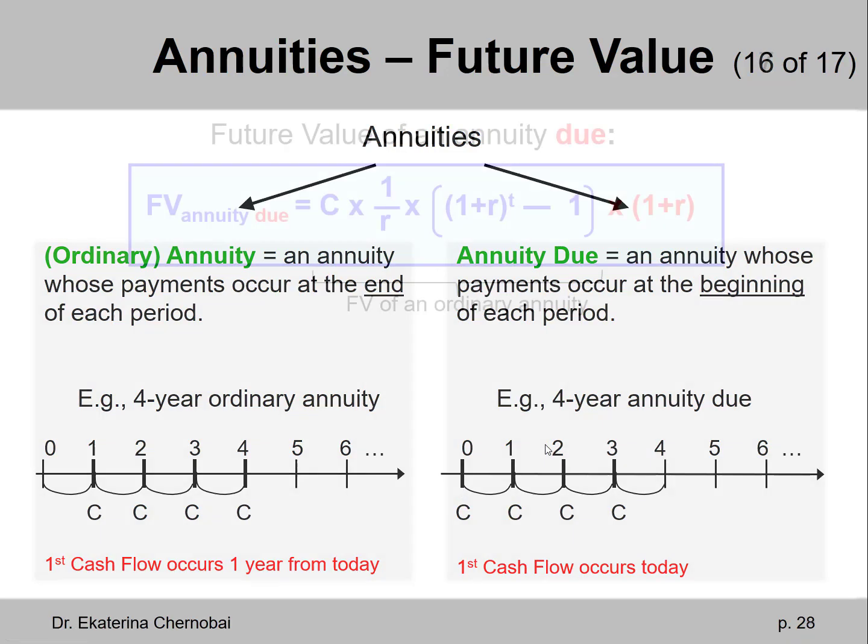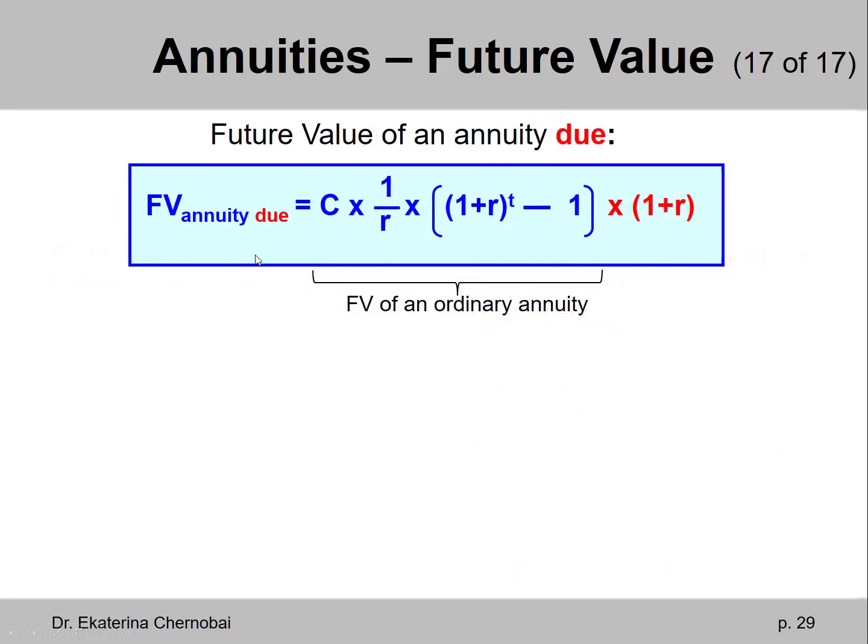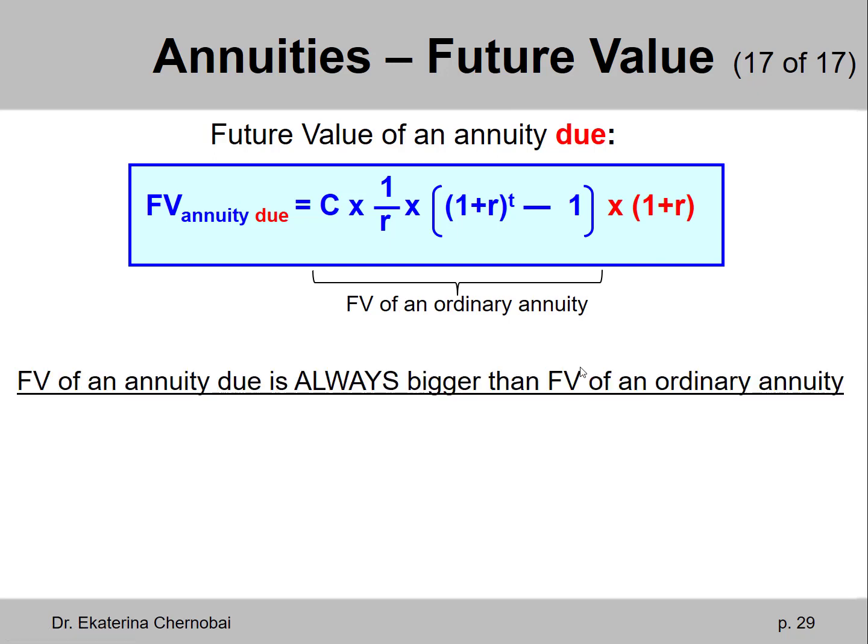immediate. And this is the general formula which shows how we can go from an ordinary annuity future value to an annuity due future value. We simply multiply by 1 plus the interest rate. And so you can say that the future value of an annuity due is always going to be a bigger number than the future value of an ordinary annuity. That's because of this 1 plus R term.